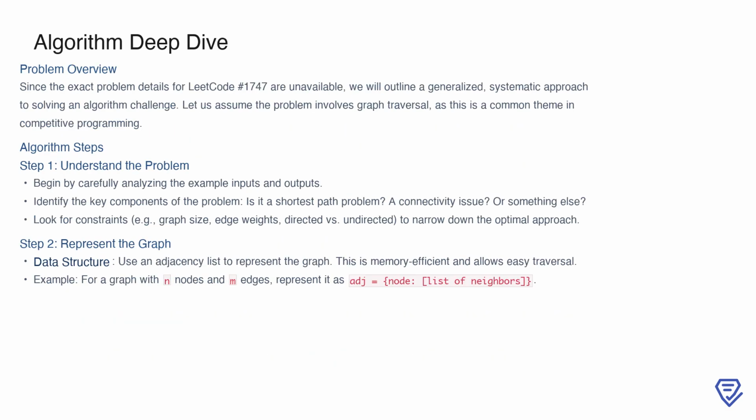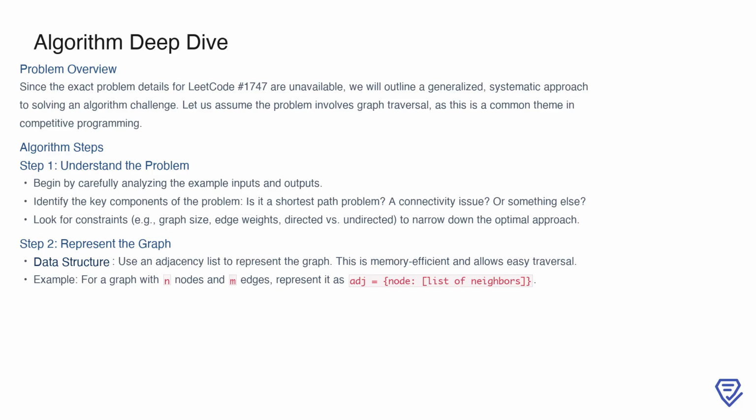To tackle an algorithm challenge systematically, we first need to understand the problem thoroughly. Start by carefully analyzing the example inputs and outputs to identify the problem's key components. Is this a shortest path problem, a question about connectivity, or something else entirely? Pay close attention to the constraints provided, such as the size of the graph, whether the edges are weighted, and if the graph is directed or undirected. These details will help narrow down the optimal approach.